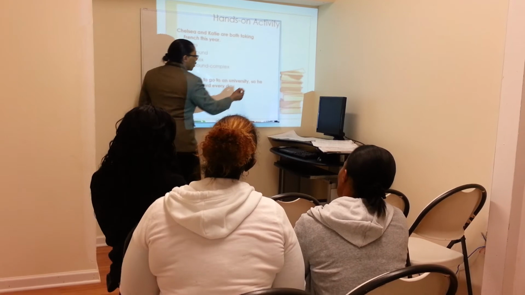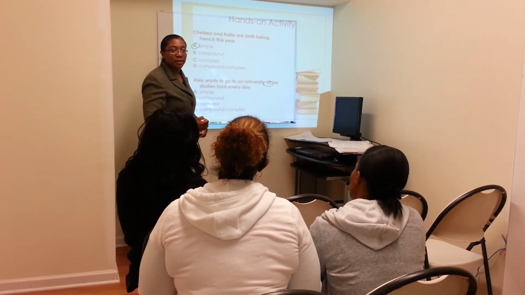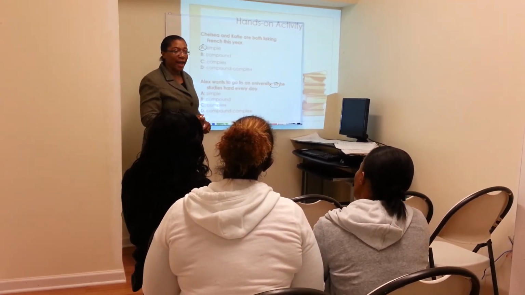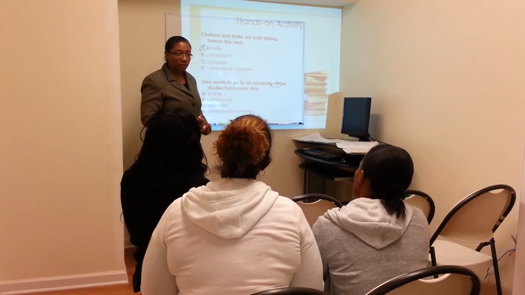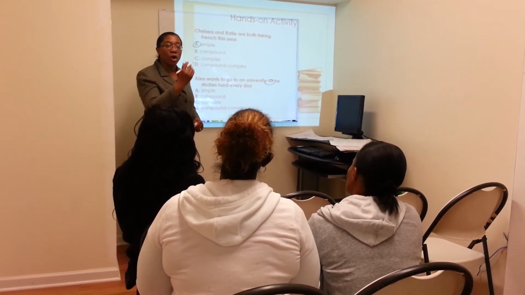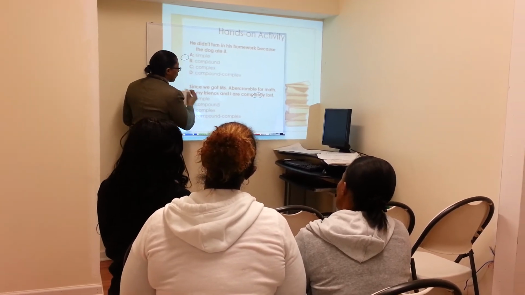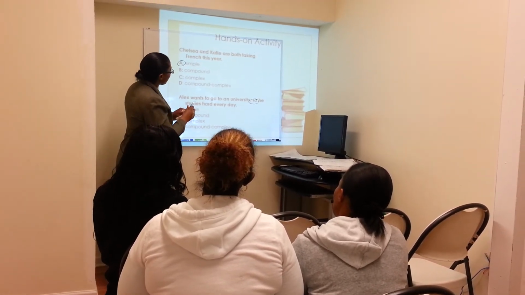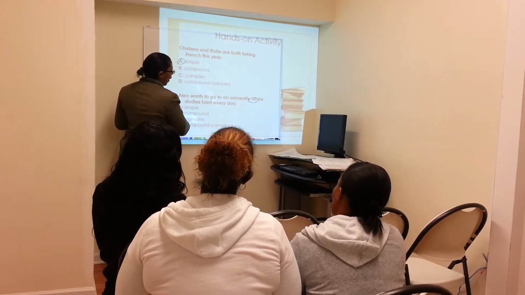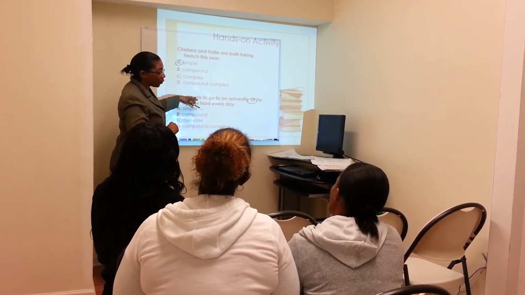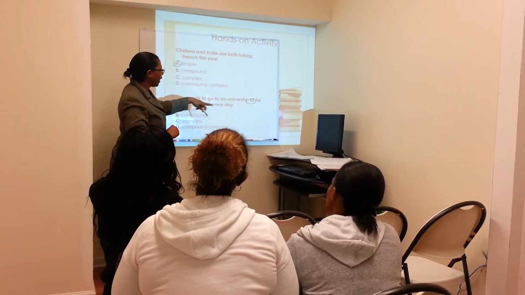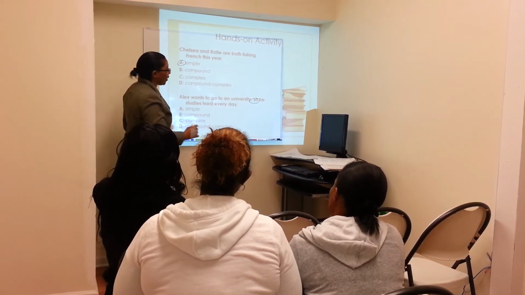The comma and so. What do we call this? The comma and so is known as what type of conjunction? Coordinating conjunction, or we call the whole group a fanboy. Very good. And we have one complete thought over here: Alex wants to go to a university, and he studies hard every day. Very good.